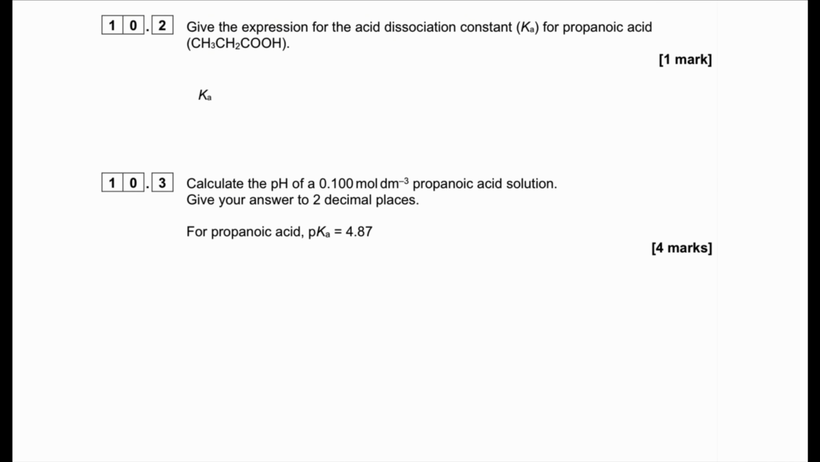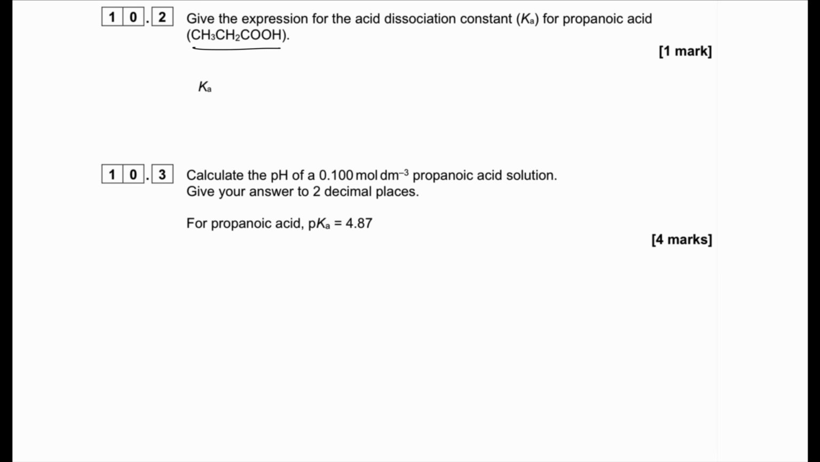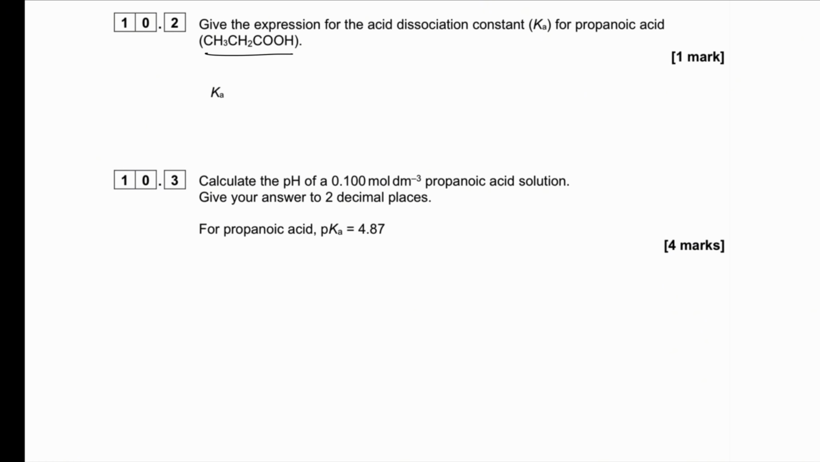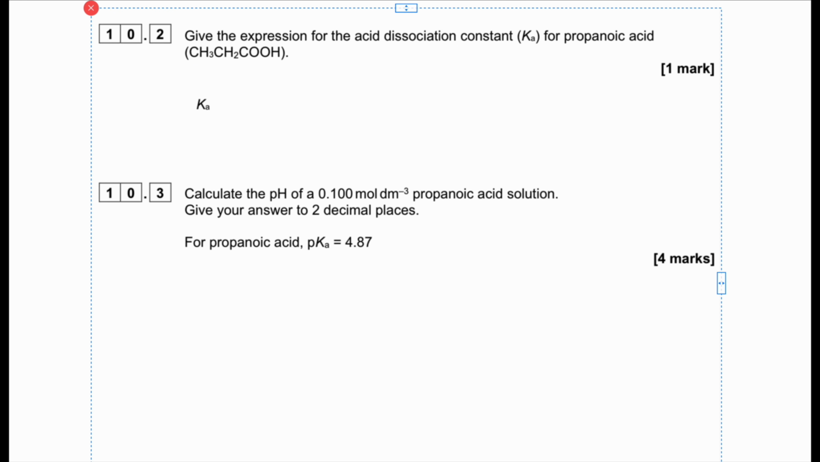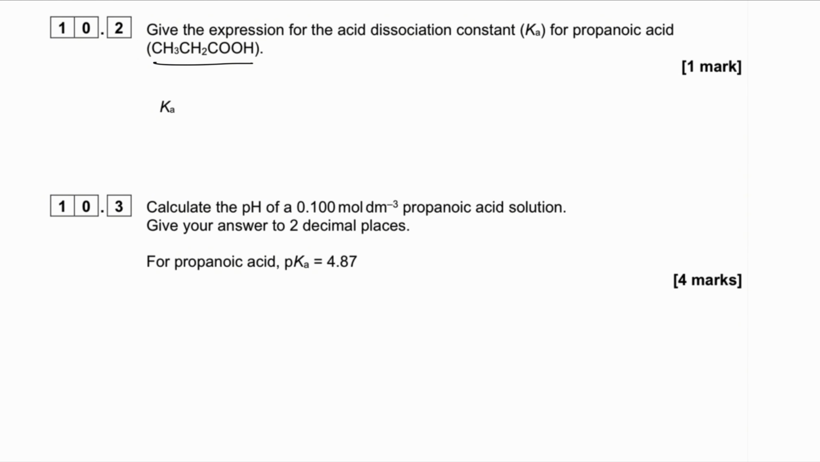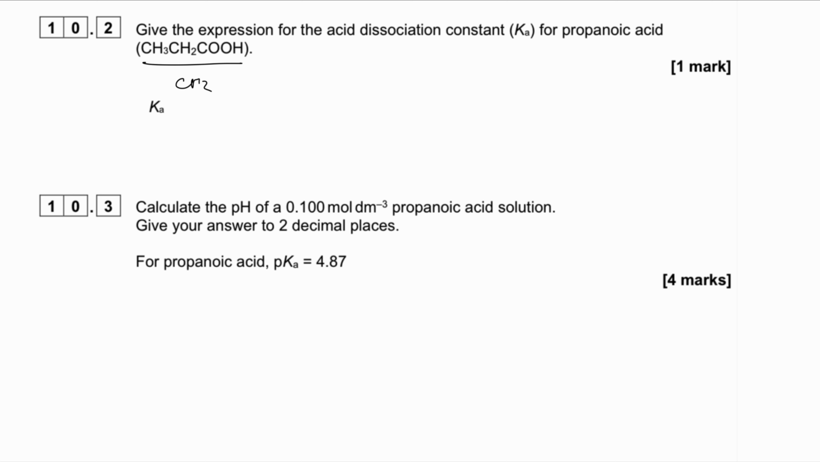So, give the expression for the acid dissociation constant, Ka, for propanoic acid, and they've given us the structural formula of propanoic acid here. So to do this one, again, start off with a little expression, if you're not used to it already. It partially dissociates into the, not ethanoate, it's propanoate this time. So don't get tricked by that, like I did.